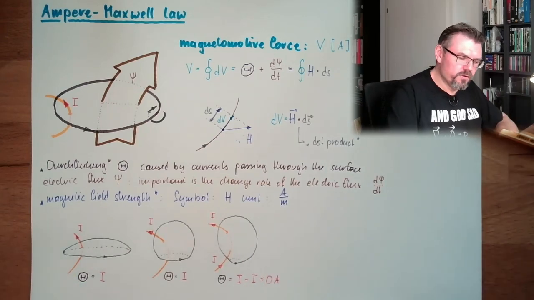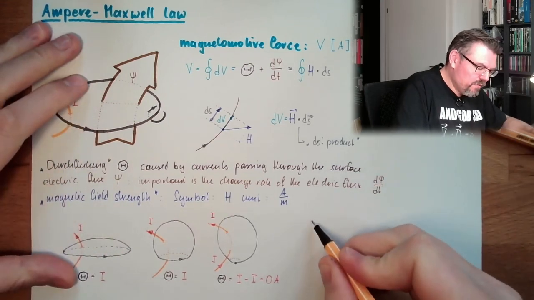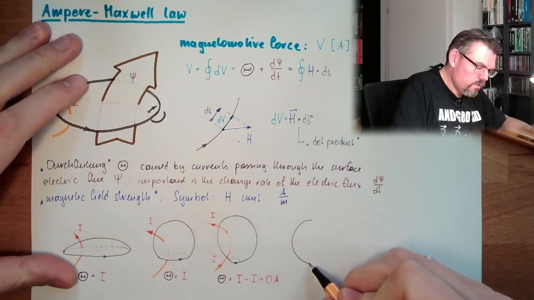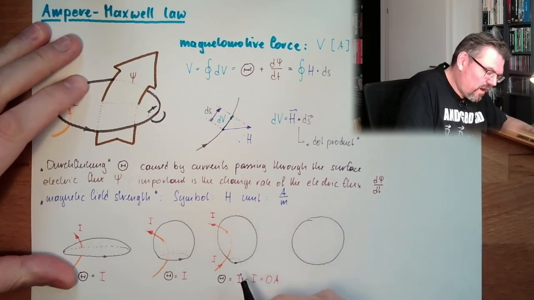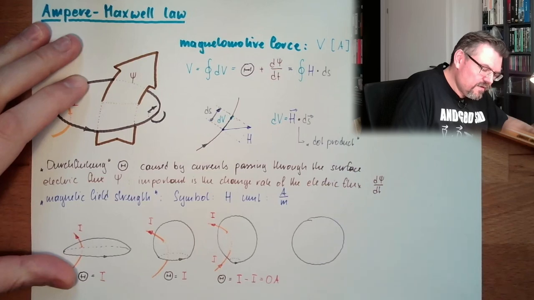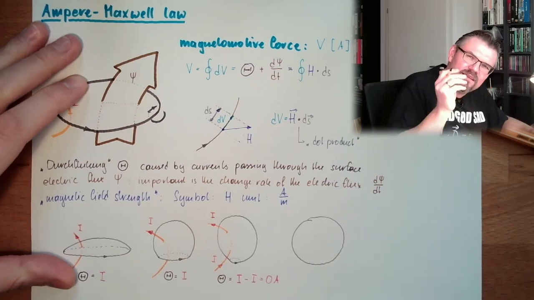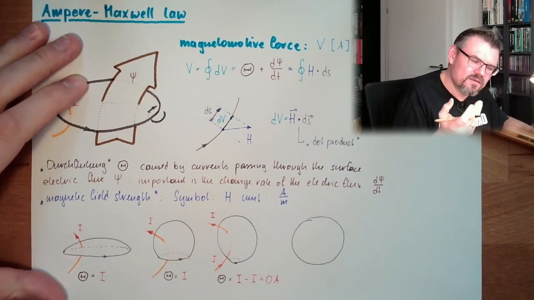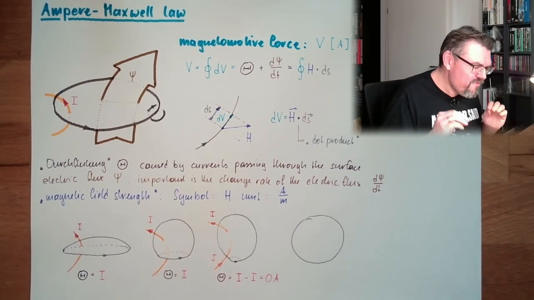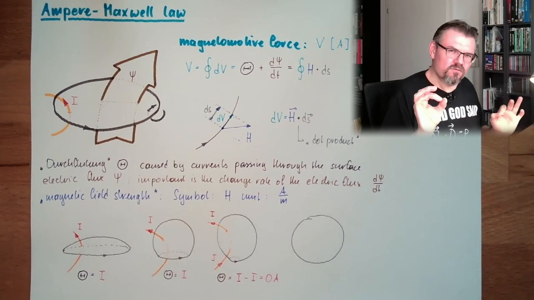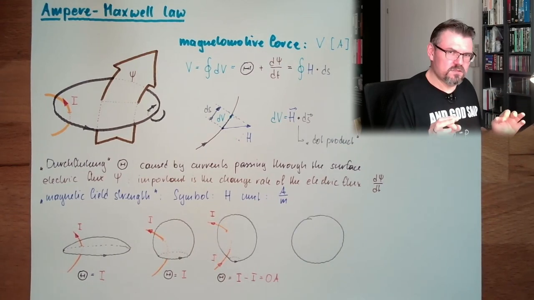And now let's go to the extremes. Let's say our bubble is complete. Whoop. And our edge is nothing anymore. Just nothing. It's shrunken to a single point. So it's nothing. If there is no edge, there cannot be a magnetomotive force.